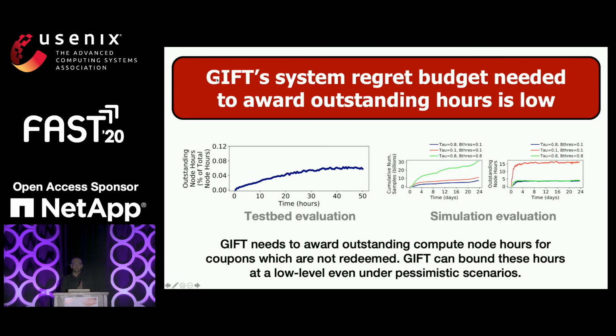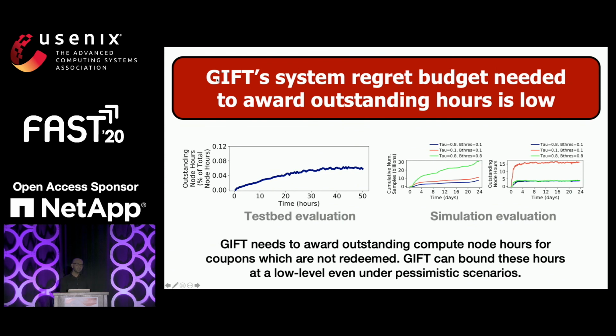And the last thing that we will look at is how the system's regret budget pans out. And here we have evaluation for both the prototype and the simulation. The x-axis shows the amount of node hours that had to be given out, the cumulative amount of node hours, as a percent of time. And with simulation, we see that it stabilizes and it's very low. But the prototype implementation is a simpler figure to look at, so that's the one we'll focus on here.